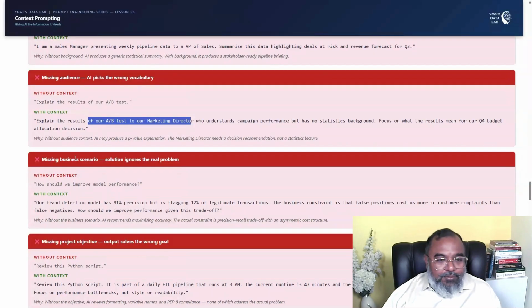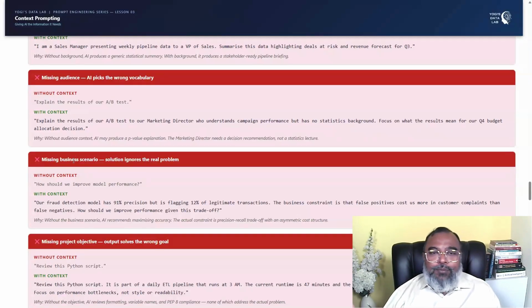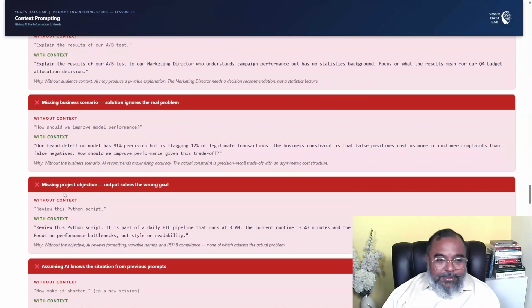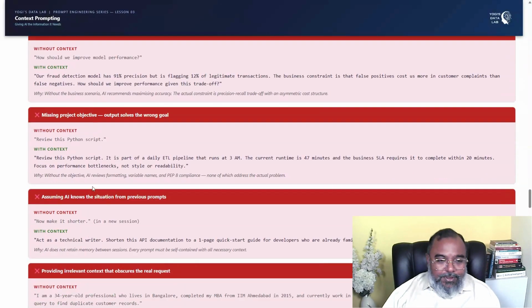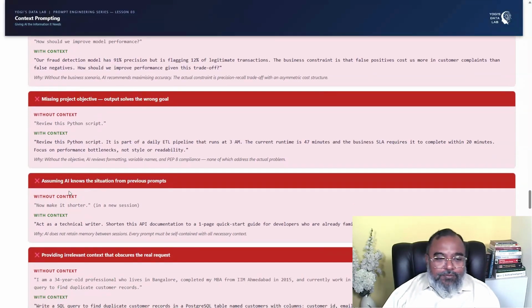Then, missing business scenario. If you miss the business scenario, you don't have a solution to the problem because you never asked the problem, basically. You just gave it a random question, not the problem. You should explain the question with the context and then it becomes a problem statement. Right? Now, missing project objective, like "review the Python script." Fine. For what? I will review it, but what is the script for? You need to tell me what the objective is.